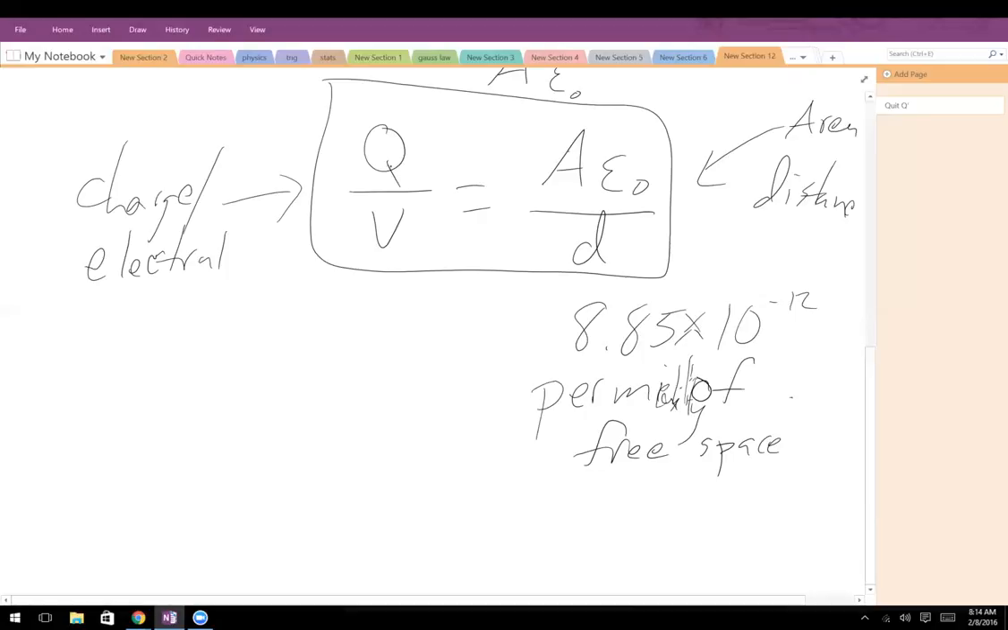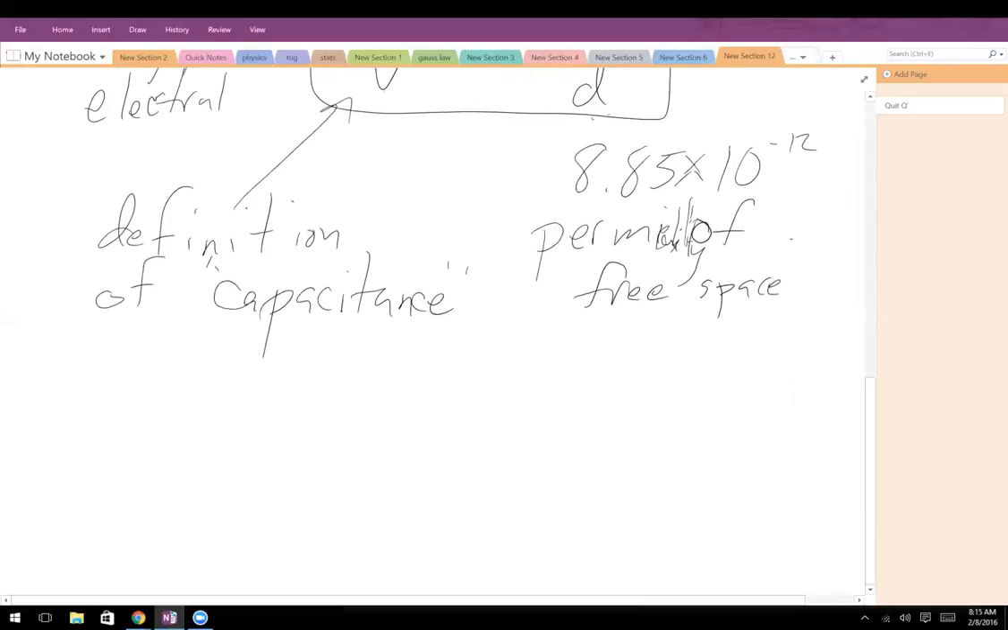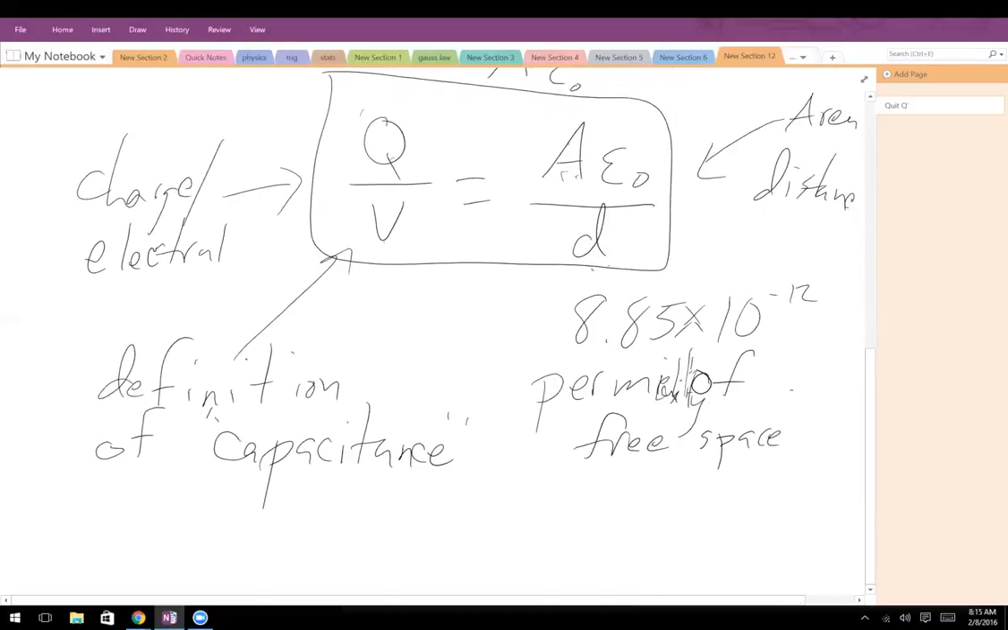So anyway, the point is, this ratio of charge per potential difference, it doesn't depend on anything electrical. It only depends on the shape of the capacitor itself. It depends on the area of the plates, depends on how far apart they are. So this Q over V, this is the definition of capacitance. This formula is just for a parallel plate capacitor.